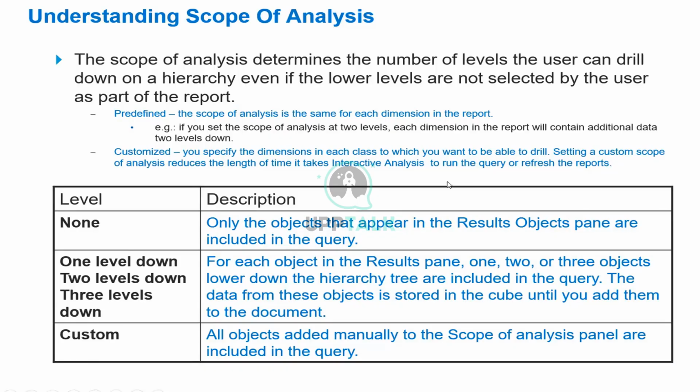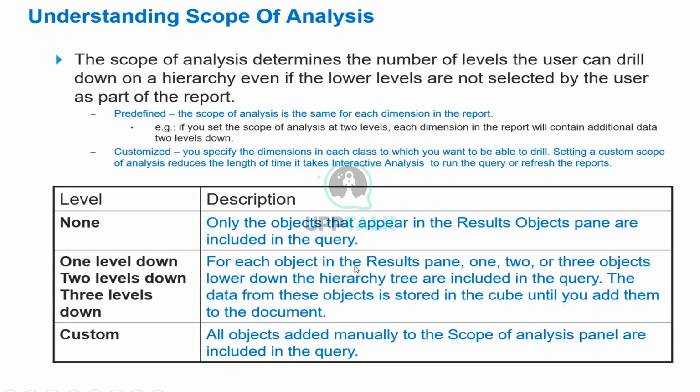Scope of analysis levels: here is the level and the description. If you put the level as none, only the objects that appear in the result objects pane are included in the query. If you only have country and state objects in the result objects, only those will appear. City will not appear.